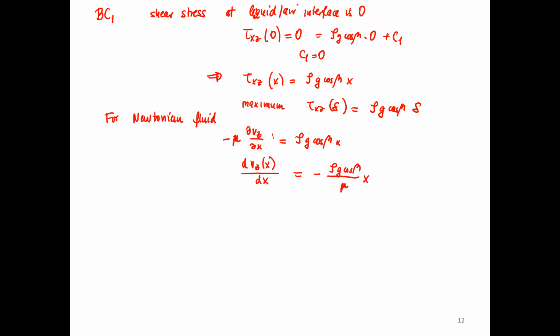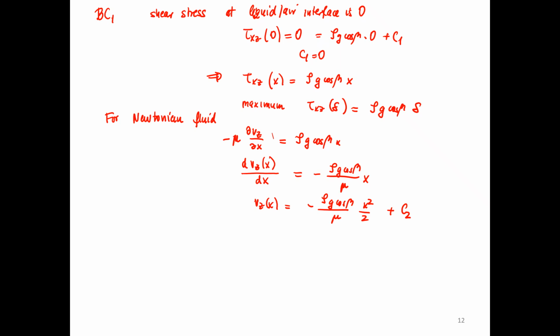So when I integrate this, it's a little harder than the previous one, but not too hard. I have a linear function on the right-hand side, so the integral will be x squared something, right? Integral of x, generally speaking, is x squared over 2. Plus a constant again. So my Vz of x is minus rho g cosine beta over mu, x squared over 2, plus I'm going to call this constant C2.